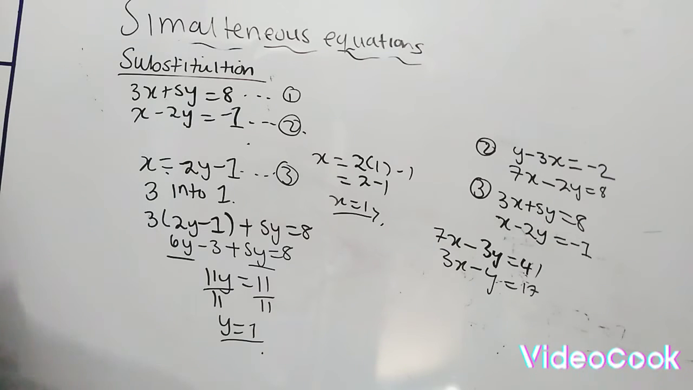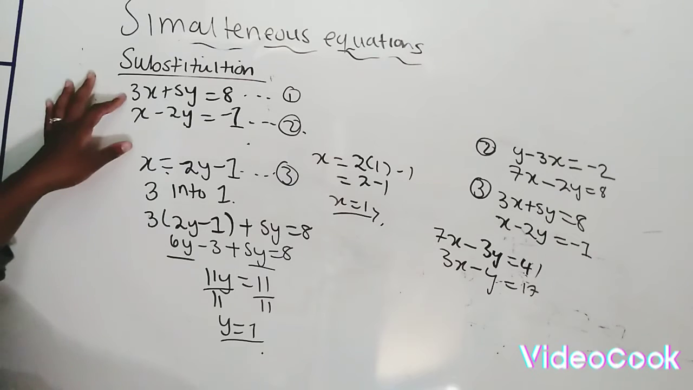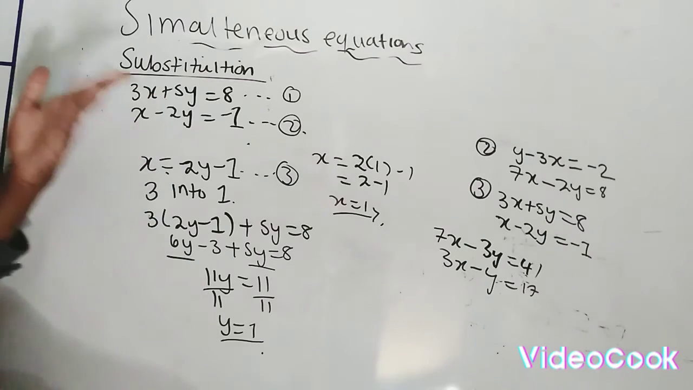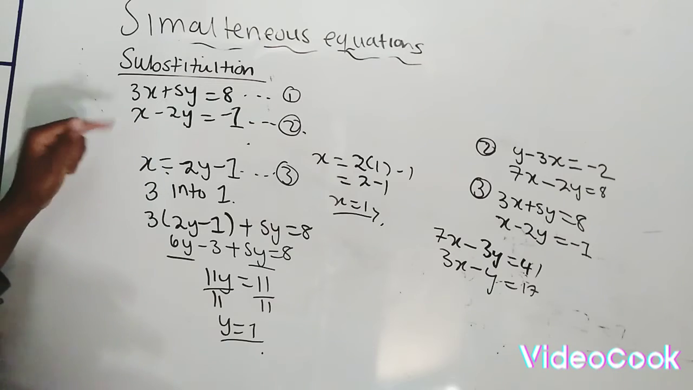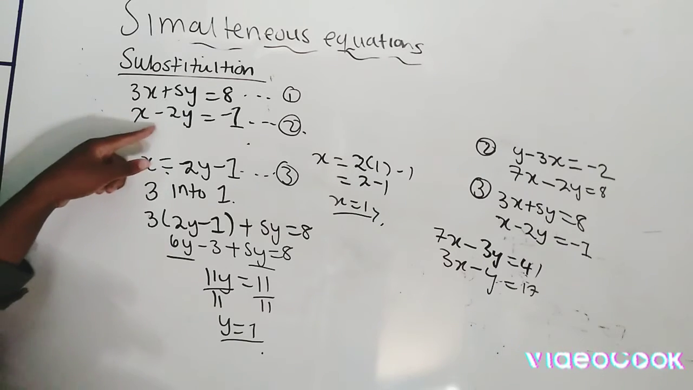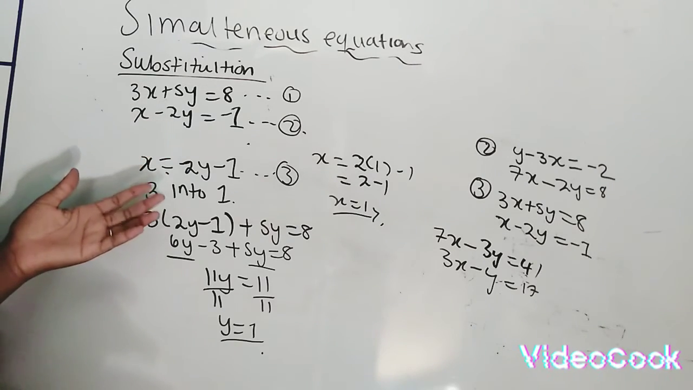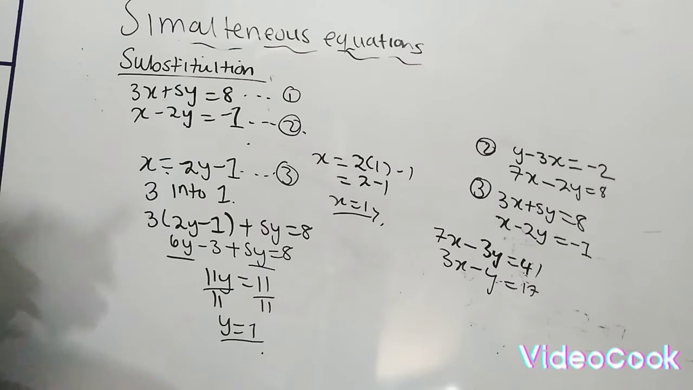Let's try and test our answer. If I say 3 times 1, it's a 3, plus 5, it's an 8, because it's all 1, 1. X minus 2y is equal to negative 1. If I say 1 minus 2, yes, it's a negative 1. So we are correct on this one.